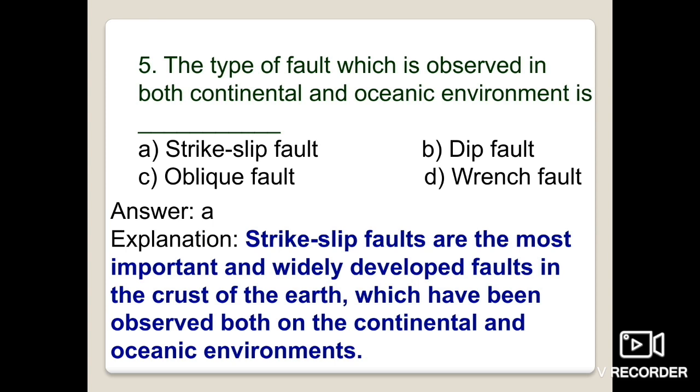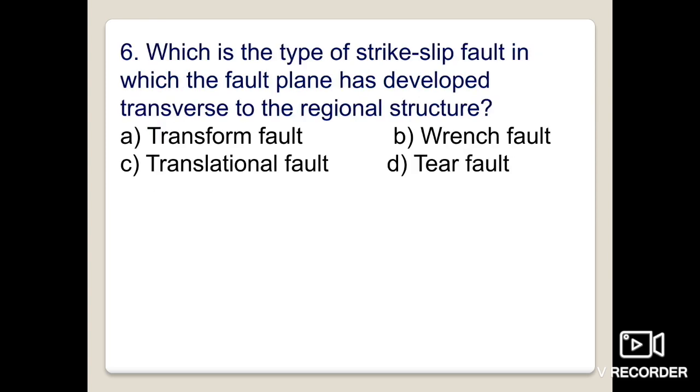So option A, that is the strike-slip fault, is the right answer. Sixth one is, which is the type of strike-slip fault in which the fault plane has developed transverse to the regional structure? Basically you have to keep in mind the direction as well as the fault plane while deciding the type of fault. You have to pay very close attention while deciding a fault to be a particular type, meaning in which direction the fault block has moved or the movement has taken place.